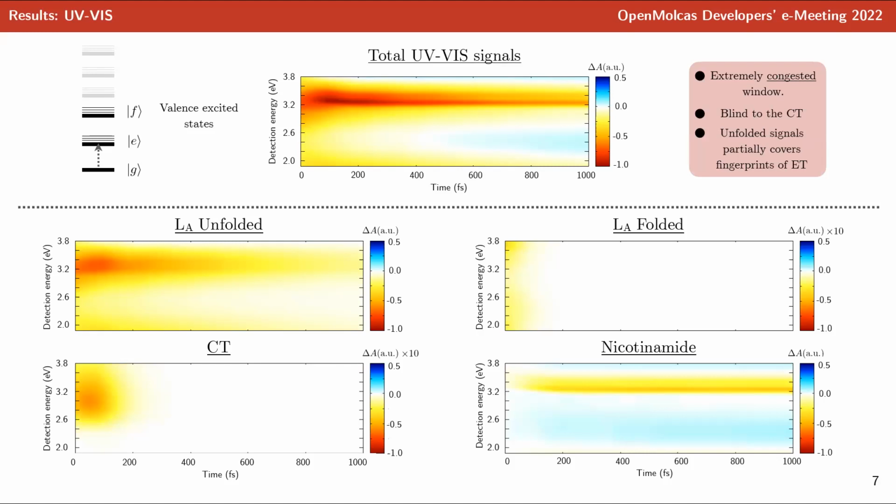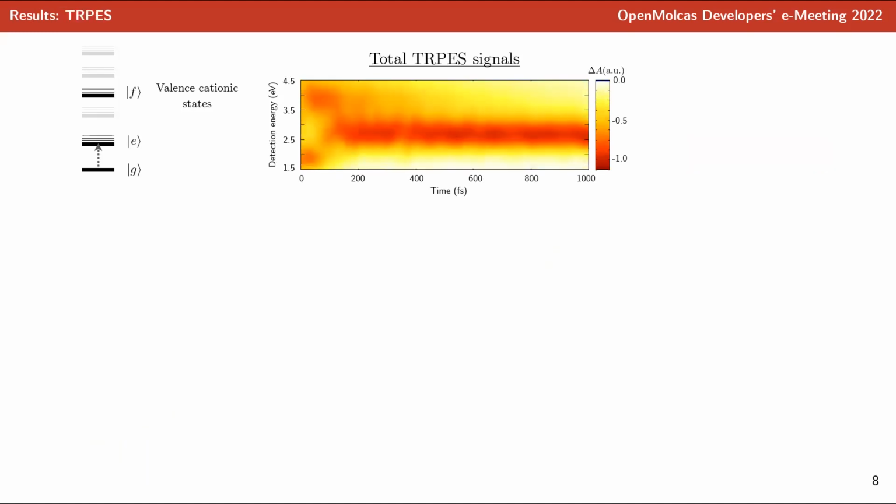And so we can't clearly visualize the energy transfer process, and we for sure can't visualize the charge transfer process. If we move to transient photoelectron spectroscopy, now we see that things have changed. We still have a signal which is dying in time at higher energy, then we have a long-living signal which is rising in time, and we also have another short-living signal at lower energy.